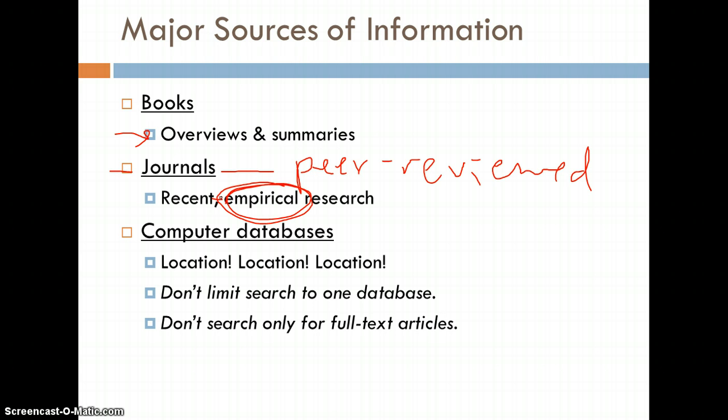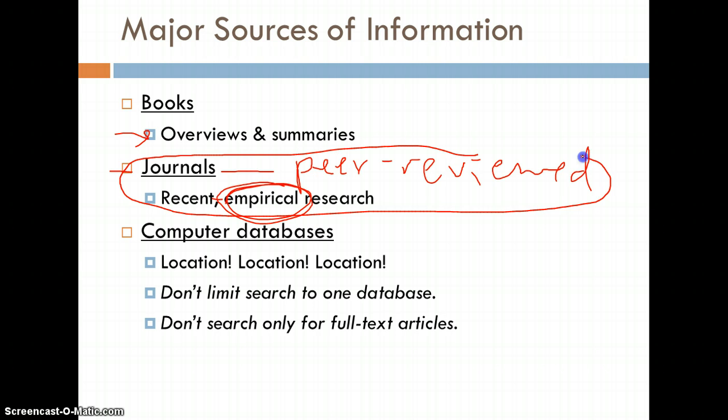Computer databases are not something completely different than books and journals. They're more about finding relevant journal articles and then sometimes books as well. So we're still going to be relying largely on journals for a lot of what we're doing when it comes to major sources of information. And so you should be aware of that. But what computer databases do is they help you actually locate it.